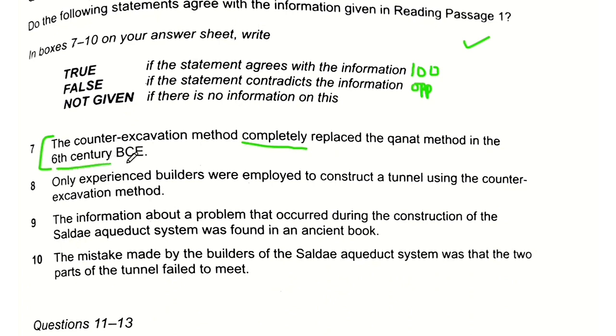So in case of true false not given, you will have to look for keywords. Here you can see 6th century BCE. So this is a keyword. But in case of true false not given, this will not be your keyword. The keywords will be words like only, completely replaced. All these words will act as keywords in case of true false not given. For example, none of them, all of them. All these are the words you have to look for. Please look for words which completely change the meaning of the sentence.